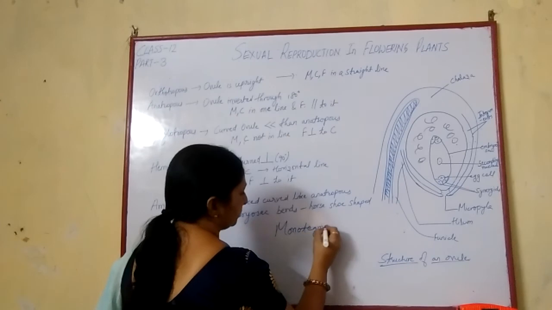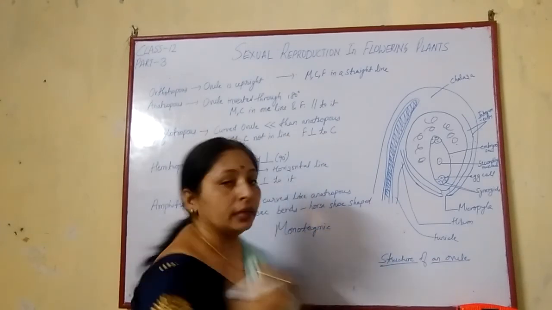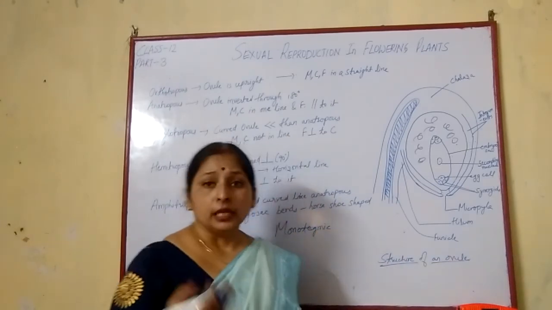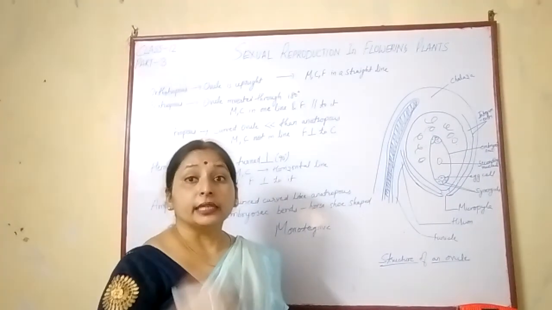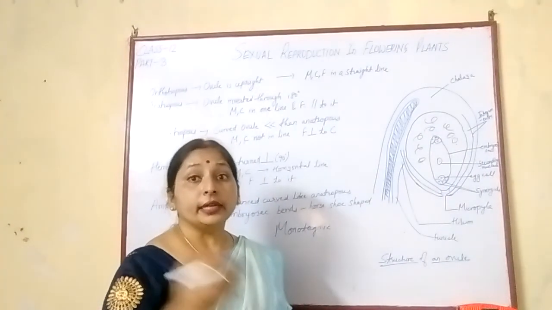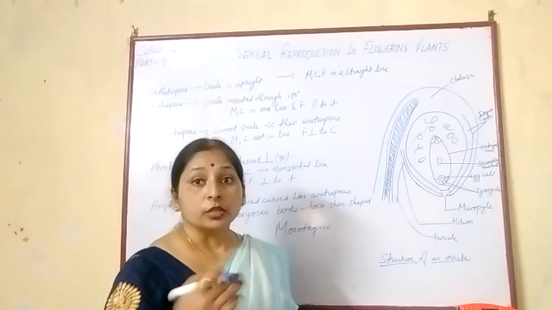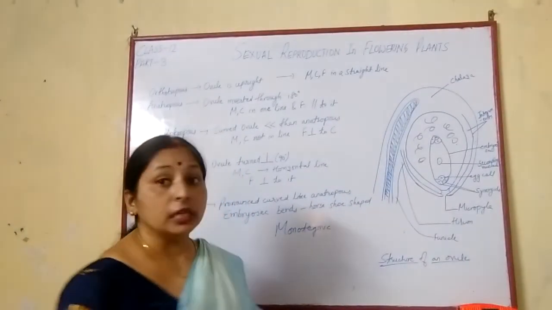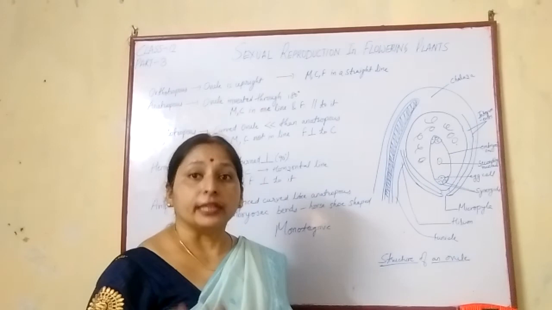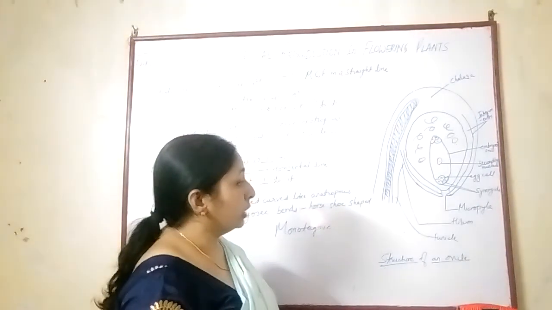Based on the number of integuments, two integuments is bitegmic. If the integument is absent, then it is the ategmic condition. So these conditions are based on the presence or absence of the integuments, the covering or layer.